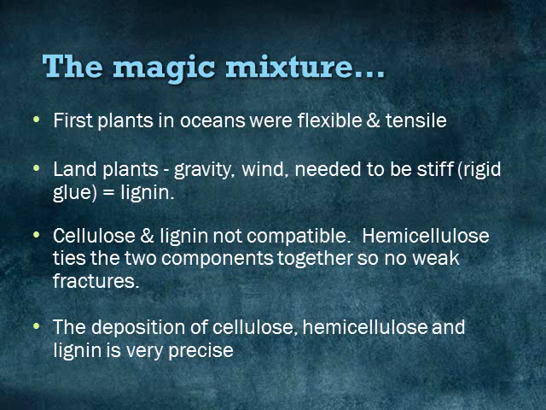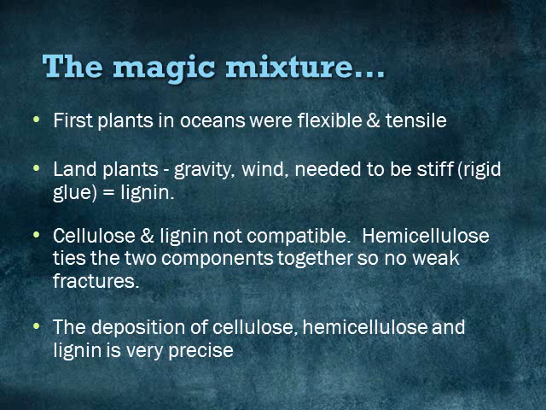Well, unfortunately, cellulose and lignin are not compatible. They don't like each other and they don't like to hold together. And so they break apart easily when forces are applied to them. Step in hemicellulose, and the hemicellulose ties the 2 components together so no weak fractures occur. So we have 3 components, 2 that are very critical but don't like each other, and then a third component that is there that's kind of like the go-between. And that go-between helps cellulose and lignin work together so that the trees can stand tall.